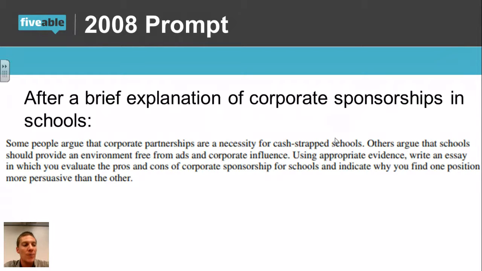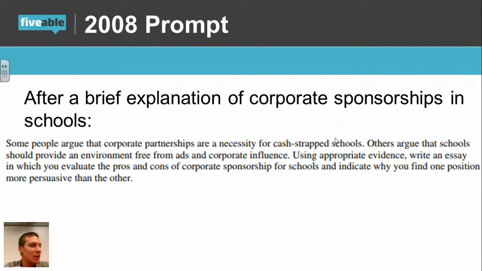Some people argue that corporate sponsorships are a necessity for cash-strapped schools. Others argue that schools should provide an environment free from ads and corporate influence. Using appropriate evidence, write an essay in which you evaluate the pros and cons of corporate sponsorship for schools and indicate why you find one position more persuasive than the other. This one actually reminds me of the first prompt we looked at tonight.